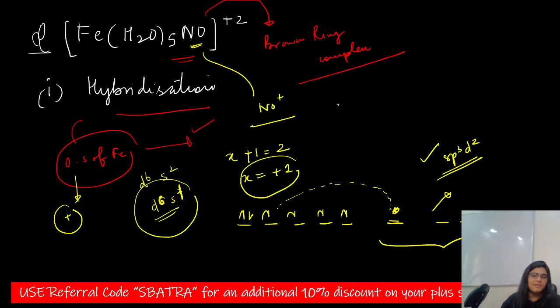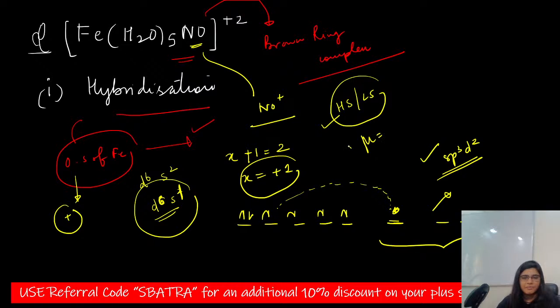Now tell me if it's a high spin complex or low spin. What about the spin nature? Is it a high spin complex or low spin? And what will be the magnetic moment? Just find out the magnetic moment also.